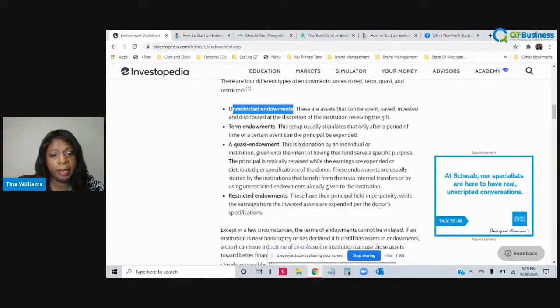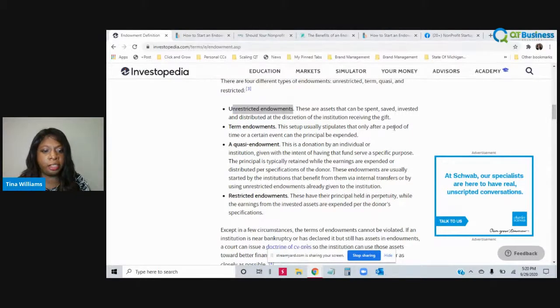A quasi endowment, this is a donation by an individual or institution given with the intent of having that fund serve a specific purpose. So let's say that your nonprofit is serving a multitude of different people, but they only want you to help the youth with it. Then you would use that endowment specifically for the youth. If you did elderly people or other things, you would not be able to use the money for that.